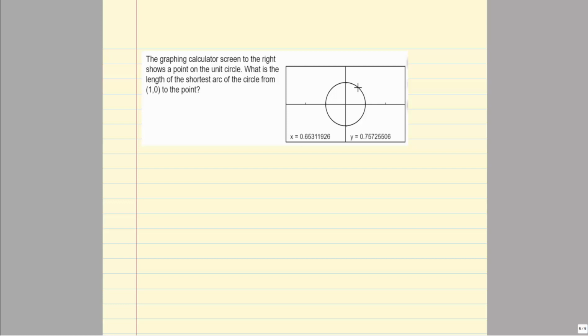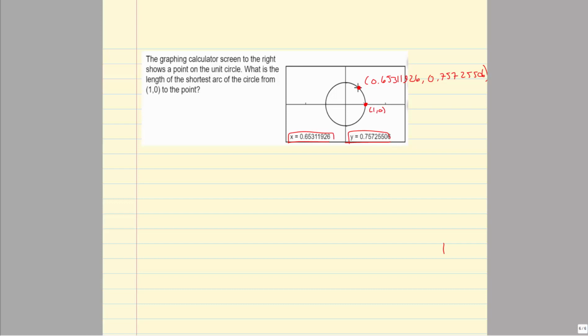So for our next one, they give us a picture like a graphing calculator output here. And if you notice the point that's marked right here, the coordinates are given down here for that. So this is the x value and this is the y value. So the x value would be 0.65311926. The y value is 0.75725506. So what they say here is, it shows a point on the unit circle. It says, what is the length of the shortest arc of the circle from 1, 0 to this point?